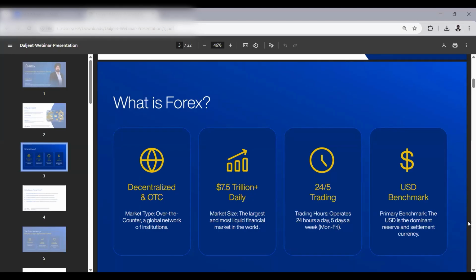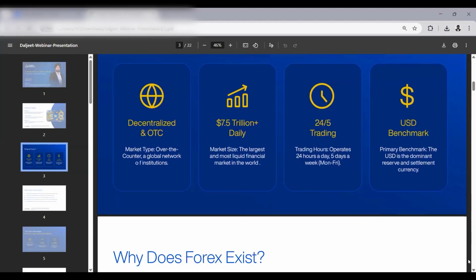The daily turnover of the forex market is $7.5 trillion. And the forex market is open 24 by 5 and 24 by 7. 24 by 5, Monday to Friday, for currencies, commodities and indices, and 24 by 7 for cryptocurrencies. And the basic currency which is used in forex is basically USD. So let us go ahead.